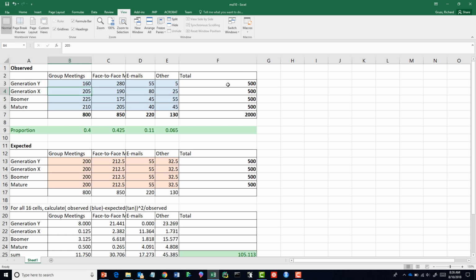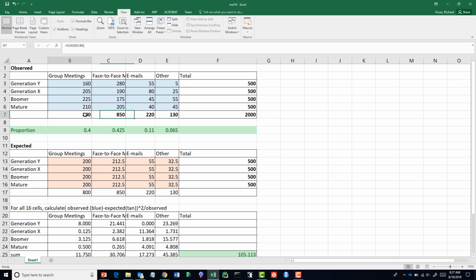So I've created this table where I've added up all the sums and found out that sure enough there were 500 people in each generation that were sampled. Okay, so we've got stratified sampling here. And then over here I've added up all of the number of people who said they preferred group meetings, face-to-face meetings, emails, and other.